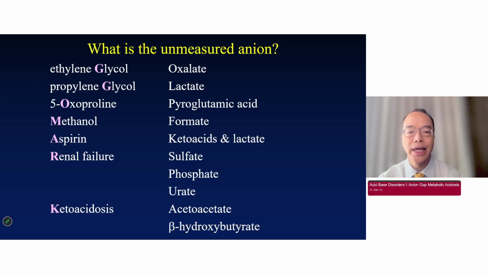So ethylene glycol is metabolized to a number of acids, but probably the most predominant one is oxalic acid. So the unmeasured anion is oxalate. Propylene glycol is metabolized to lactic acid, so its anion is lactate. 5-oxoproline is itself actually also known as pyroglutamic acid. So pyroglutamate is the unmeasured anion. Methanol is metabolized to formic acid, formate anion. Aspirin stimulates cellular and mitochondrial generation of ketoacids and lactic acid.